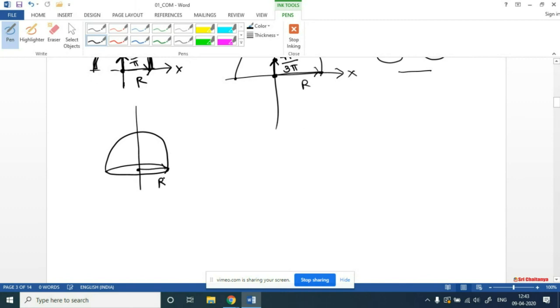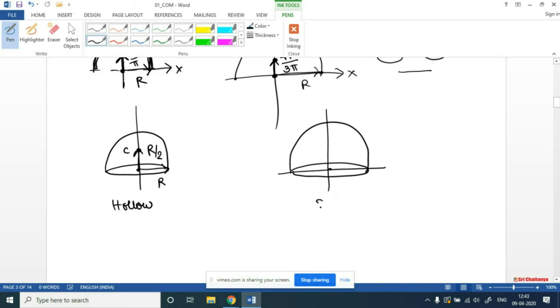Say its radius is r over here, and its center of mass would be somewhere over here. And this distance from its center would be r by 2. This is the hollow one. And if we have a solid one, say the diagram looks very similar, but let me write solid over here. So if this radius is r, its center of mass would be at distance 4r. Oh, sorry, that would be 3r by 8 over here. That would be 3r by 8.